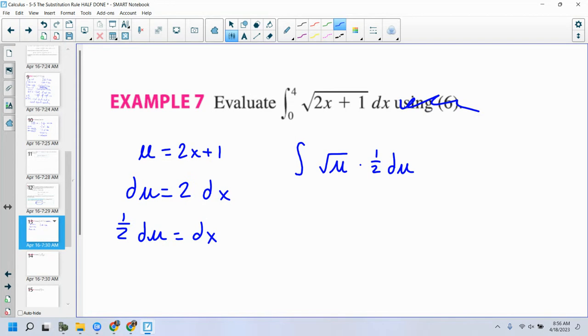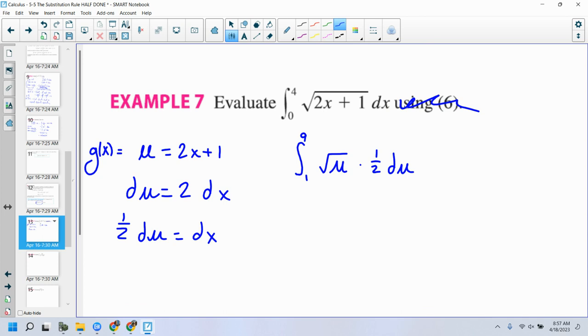Now, what's going to be my lower boundary now? Well, I had it as 0, right? What's it going to turn into? Plug 0 into u. It's going to turn into 1, right? Because basically, and again, we're calling this g of x, that's the composite piece of it. So just run that lower boundary through u. 2 times 0 plus 1 is 1. So what's my upper boundary going to turn into? Not 4, but 9.